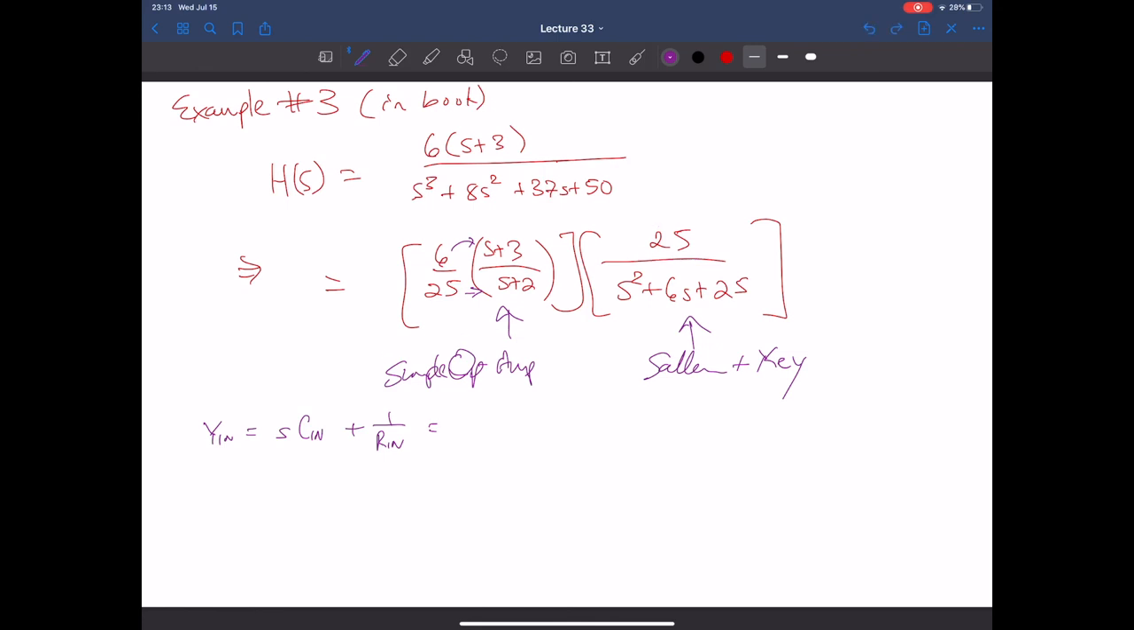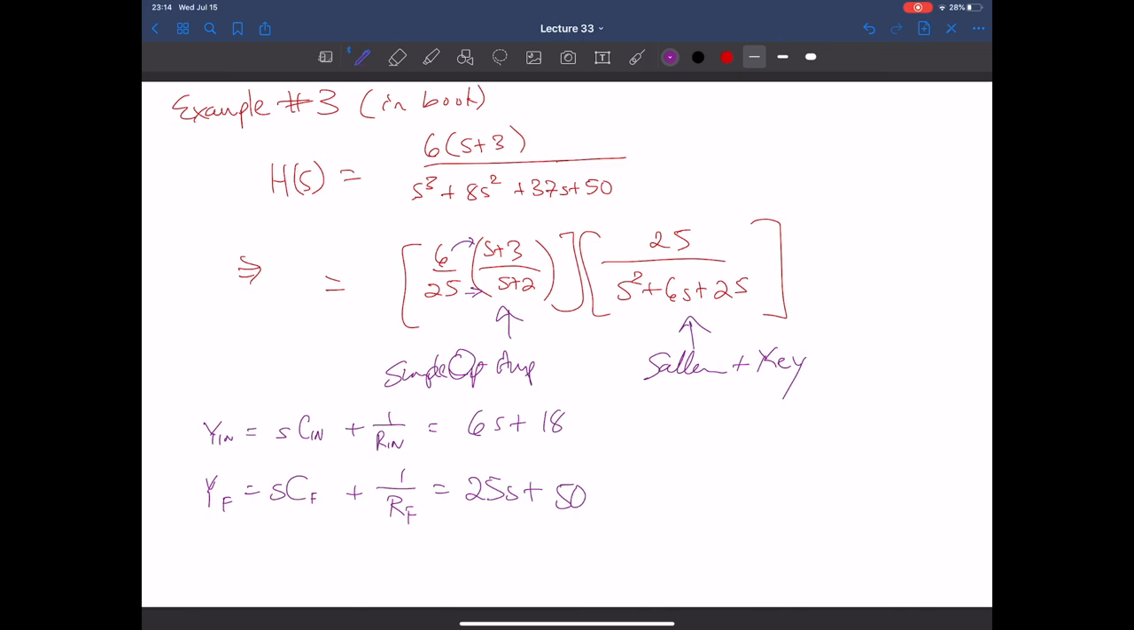So we apply this through, and we need this to be equal to 6s plus 18, okay? Multiplying that 6 through. Similarly, the YF needs to be equal to SCF plus 1 over RF, which has got to be equal to 25S plus 50, right? And now we have a nice little circuit that we can build from this. It should be clear right away what this is going to look like.